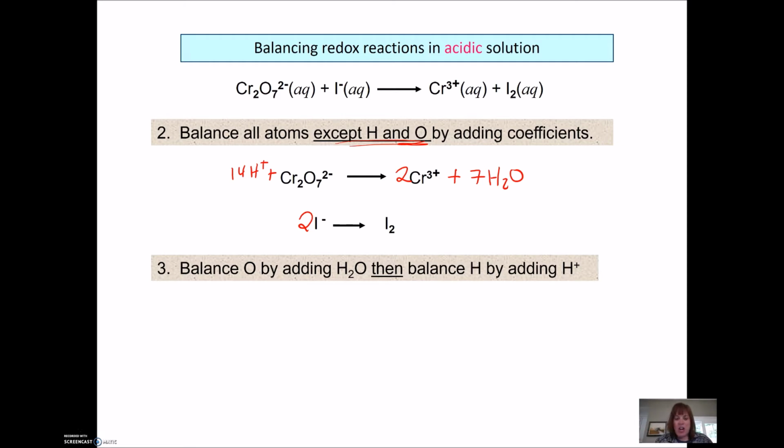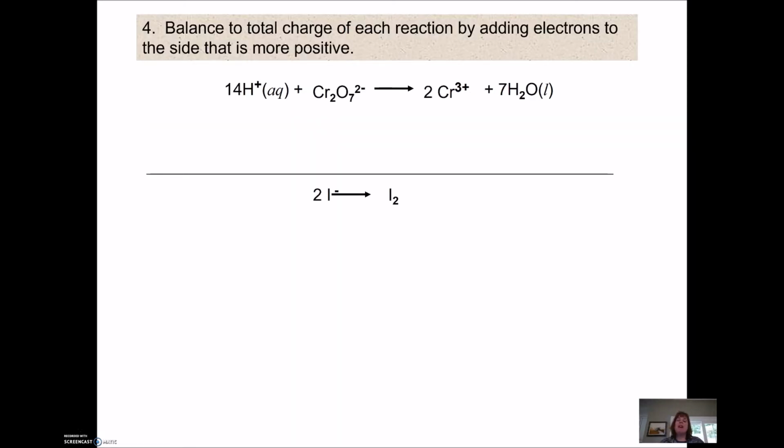Now we're going to balance the charge. So remember that electrons are negative. So what we're going to do, and these are redox reactions, so electrons are moving in the reaction, we're going to balance the side that is more positive by adding electrons to it. So you're probably like, what do you mean more positive?